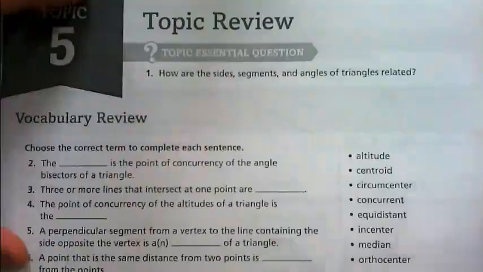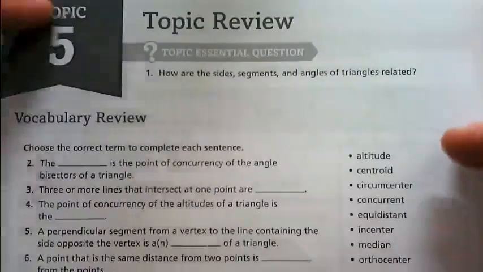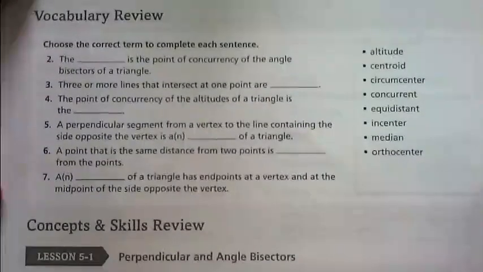So the first essential question there, you could have answered that many different ways. And if you said anything about the points of concurrency, or things about how the sides actually relate to the angles, like in one triangle, the biggest side is across from the biggest angle, and the smallest side is across from the smallest angle. Everything that we talk about in this section relates back to that essential question. So anything will work, pretty much.